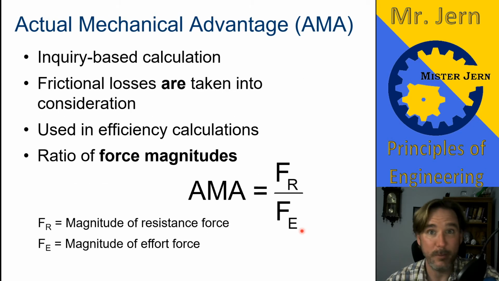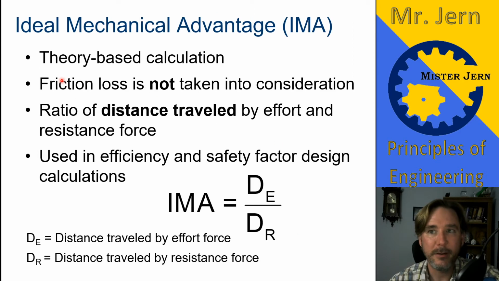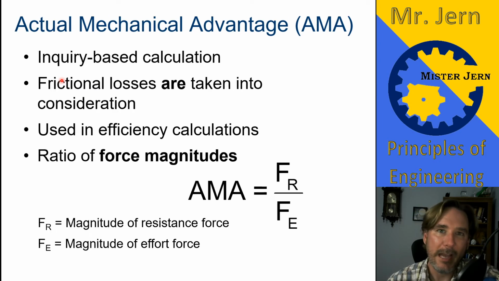Then you have actual mechanical advantage. What is the mechanical advantage that you're going to get in the real world, where frictional losses are taken into consideration? Going back a slide, the ideal mechanical advantage is all just pure math. You make some measurements, you don't actually try anything, and you get your ideal mechanical advantage. Actual mechanical advantage is, it says, inquiry based.